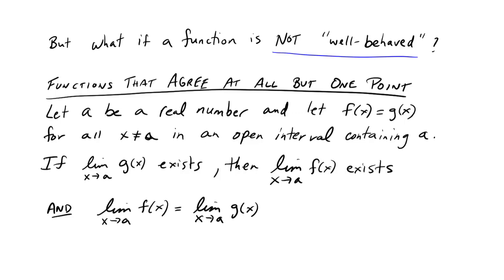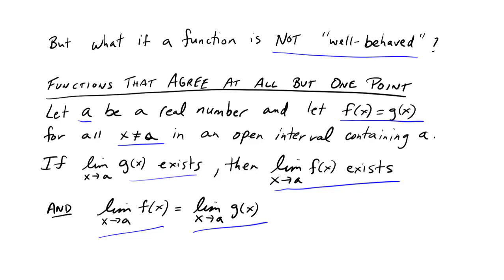Functions that agree at all but one point. So let a be a real number and let f of x equal g of x for all x not equal to a in an open interval containing a. If the limit as x approaches a of g of x exists, then the limit as x approaches a of f of x exists. And on top of that, the limit as x approaches a of f of x equals the limit as x approaches a of g of x.